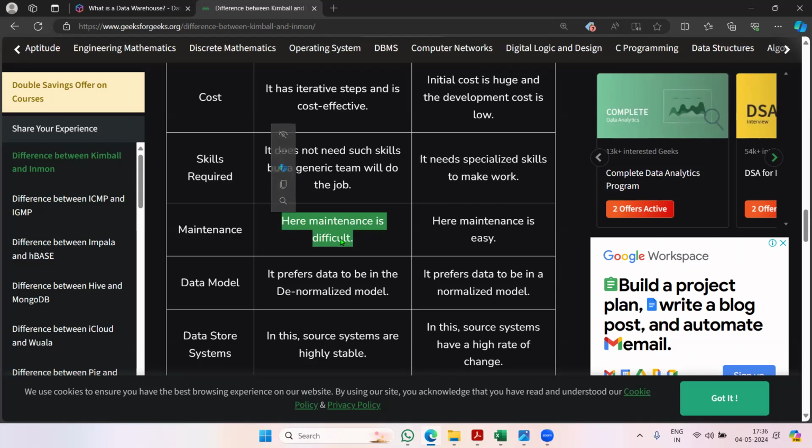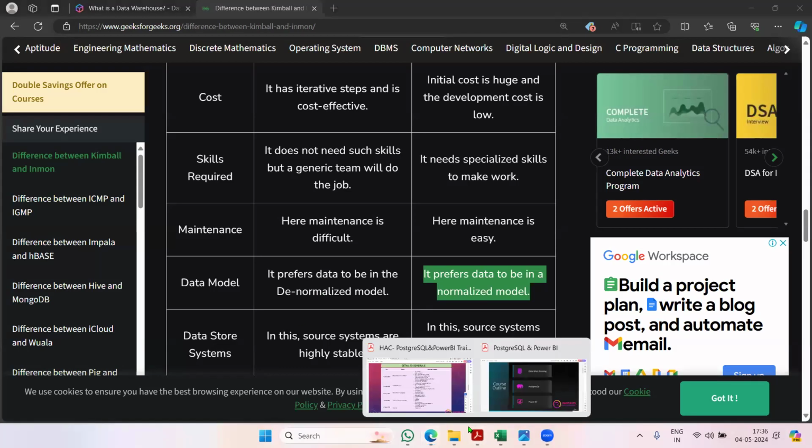Because each and every department creates their own data marts, tables. That means it's very difficult. There is no central control on it. But here maintenance is easy. Kimball prefers data to be denormalized. Inmon prefers data to be normalized, right?